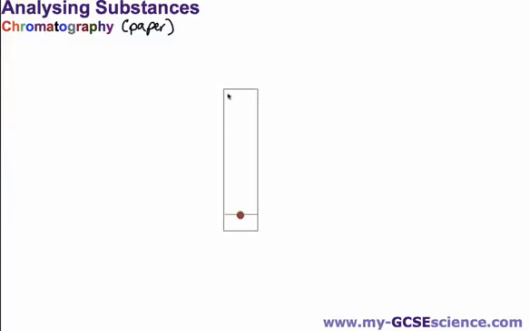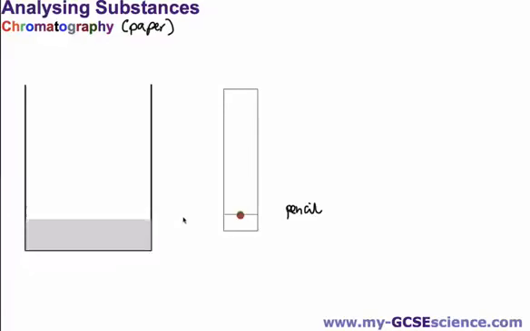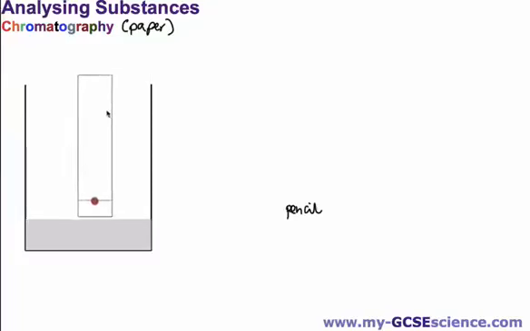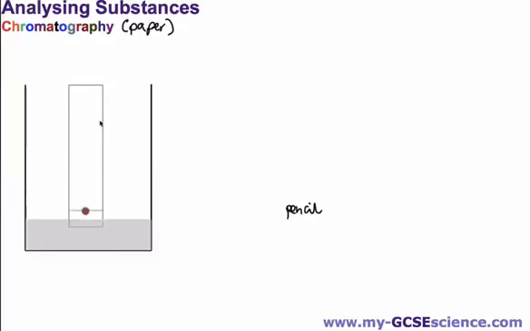You have a strip of paper, and on that strip of paper you put a pencil line, and on that pencil line you put a spot of your sample that you want to analyze. And the next stage is then to put the whole thing into a beaker that has some solvent in it. So you take the whole strip of paper and you very carefully put the end of it in the beaker with the solvent, making sure that you don't put the sample into the solvent. If you did, for example, the whole sample would be washed away into the solvent, and you don't want that.